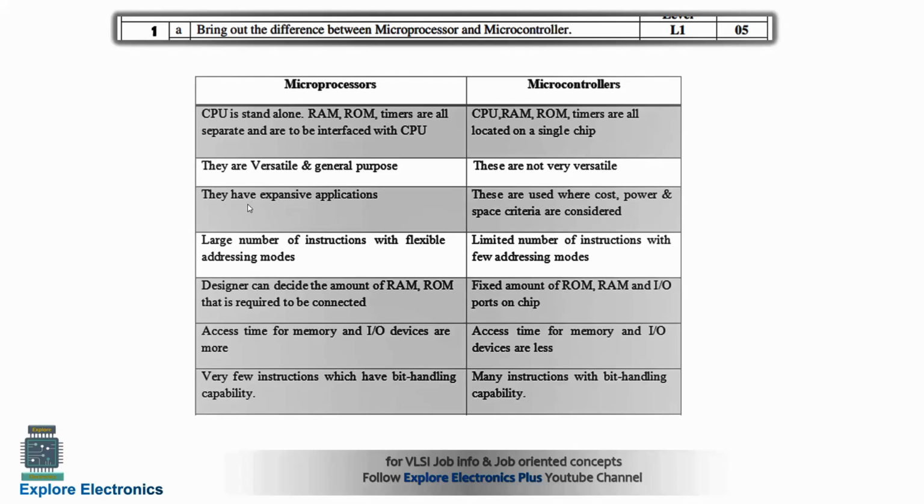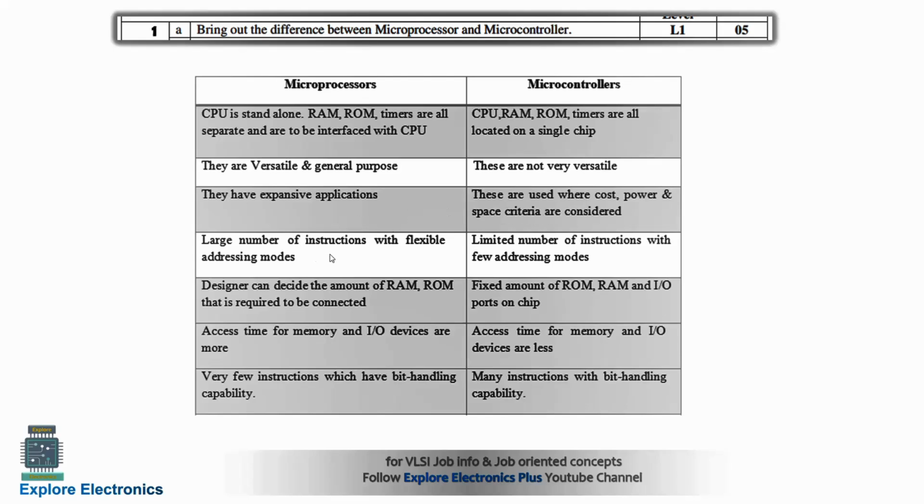And microprocessor can have expensive applications. Means it will be used for expensive applications. You can use it for any applications, like you can install any applications in your system. But microcontroller is particularly for a particular application, and it is designed with respect to the cost, power as well as space criteria considered.